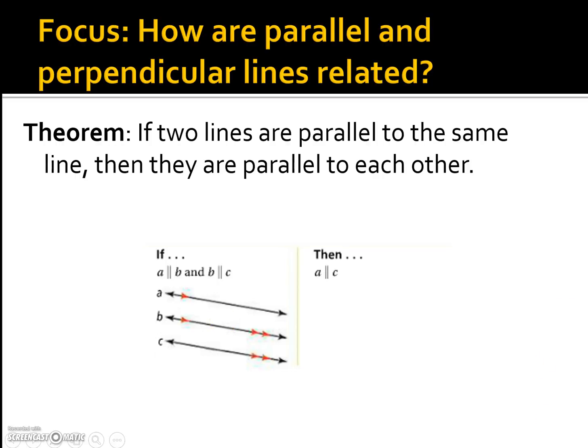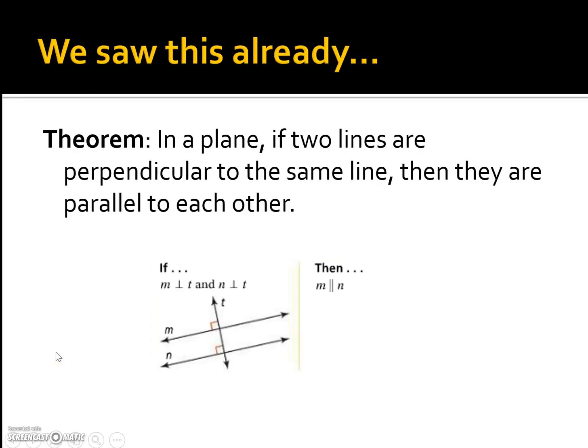It's kind of like the transitive property, also like the law of syllogism. What I'm saying is that line A and line B are parallel to each other, and line B and line C are parallel to each other. If that's the case, we can automatically assume that these two lines, A and C, are parallel to each other.